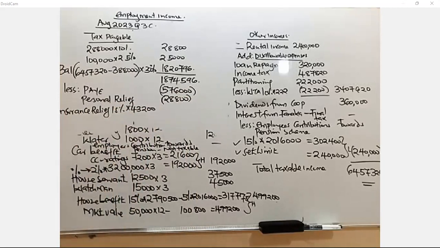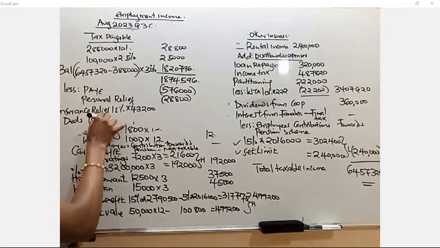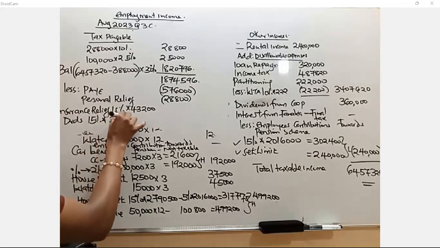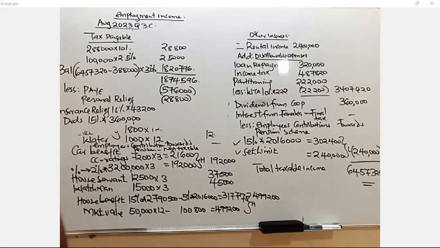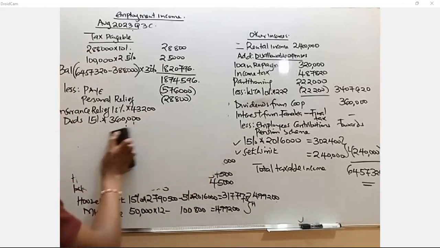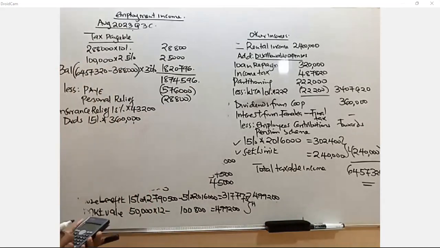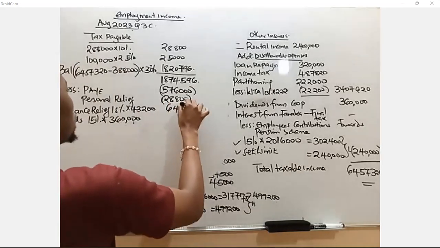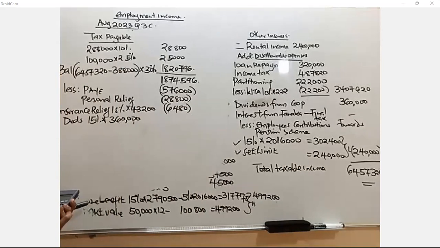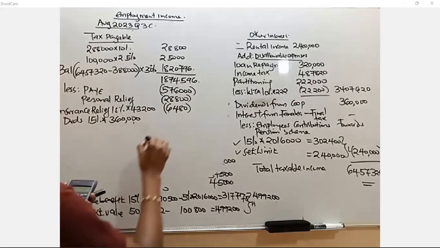The other thing shall be dividends. 15% of 360,000. Right? So what is your answer here? What shall be your answer? Sasa unafikiria atujapata swali. The entries already tumeshaya kapa. So the first one will be 0.15 times 43,200, 6480. Then 0.15 times 360,000, getting 54,000.